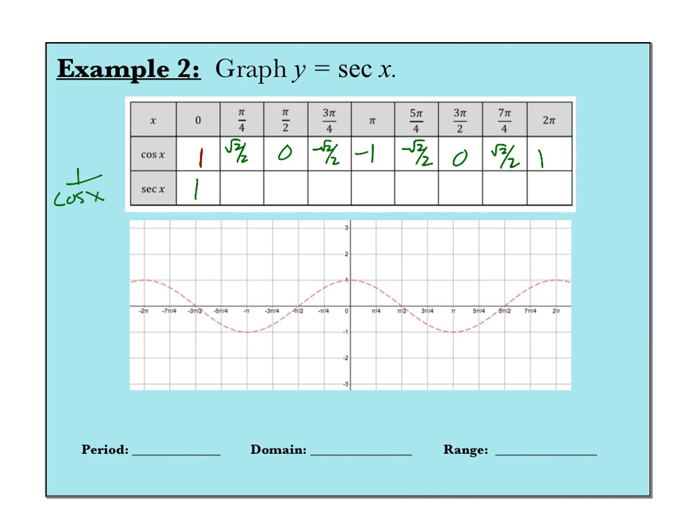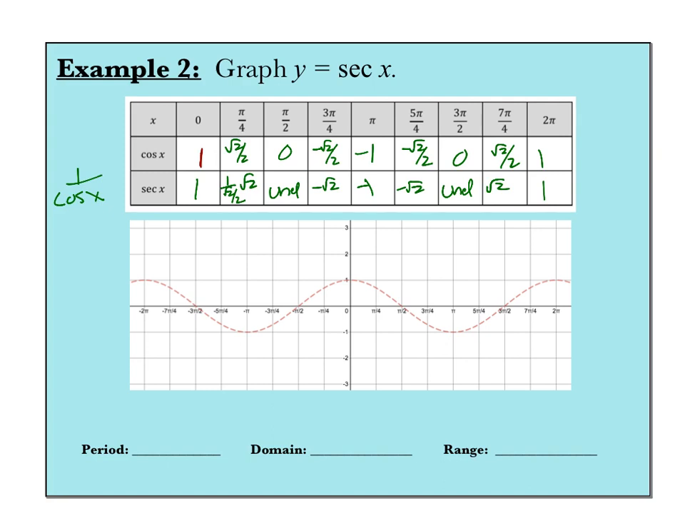So that's 1. So that's going to be 1 over square root of 2 over 2, which flipped all the way around gives you square root of 2. So this is going to be another undefined. So it's going to be negative square root of 2. That's going to be negative 1. Negative square root of 2 when it's simplified, another undefined. Square root of 2 and then 1.